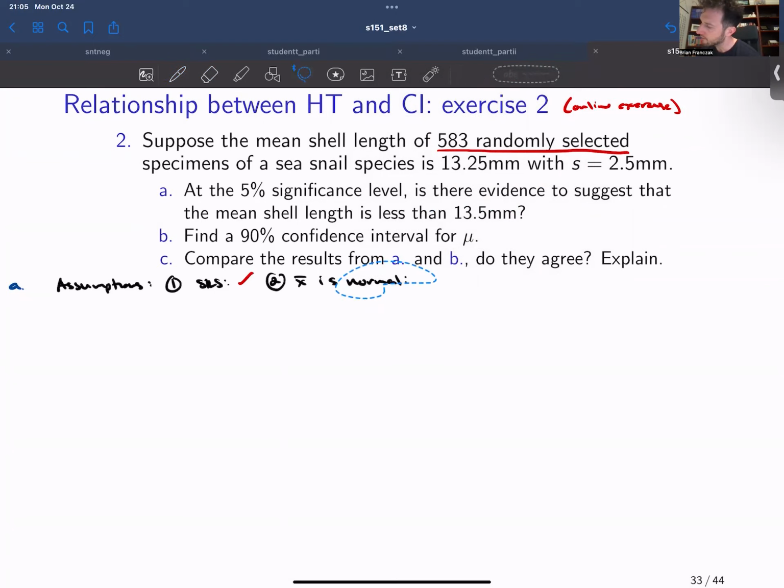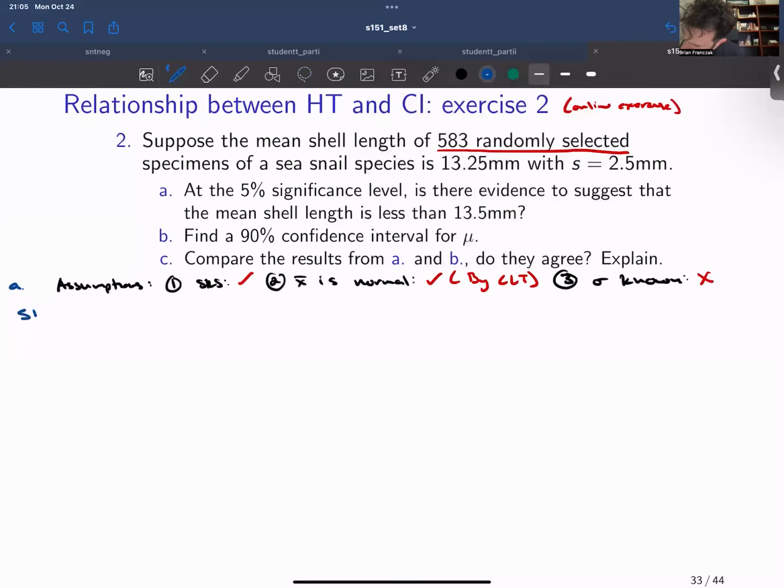Our second assumption is that X bar is normal. We don't know where the population came from, but we have 583 observations. So we can use the CLT in this case, which states that X bar is approximately normal. And our final assumption is that sigma is known. We don't have this, but that's okay. It just means that this is going to be a t-test, right?